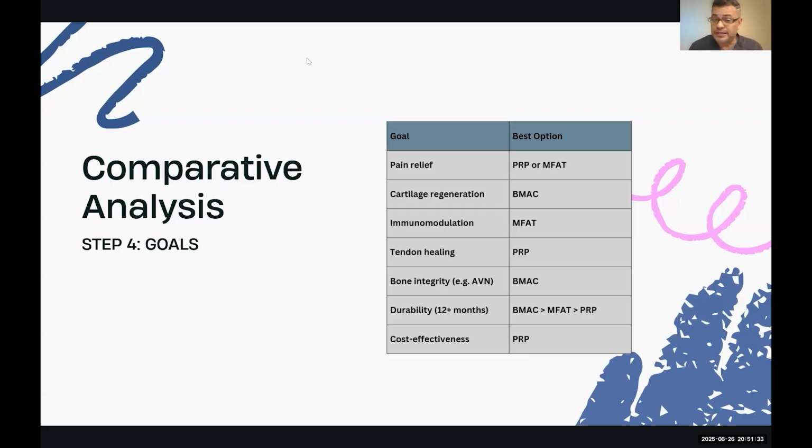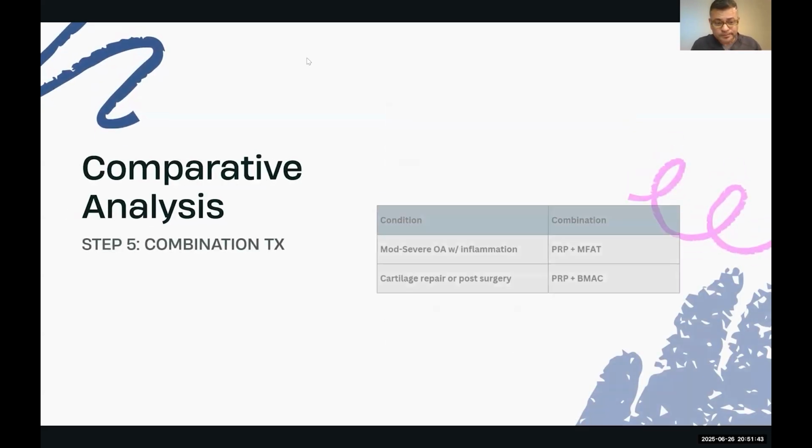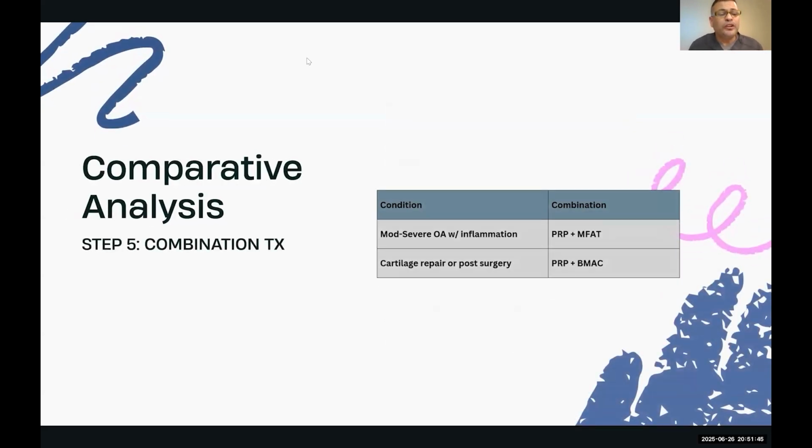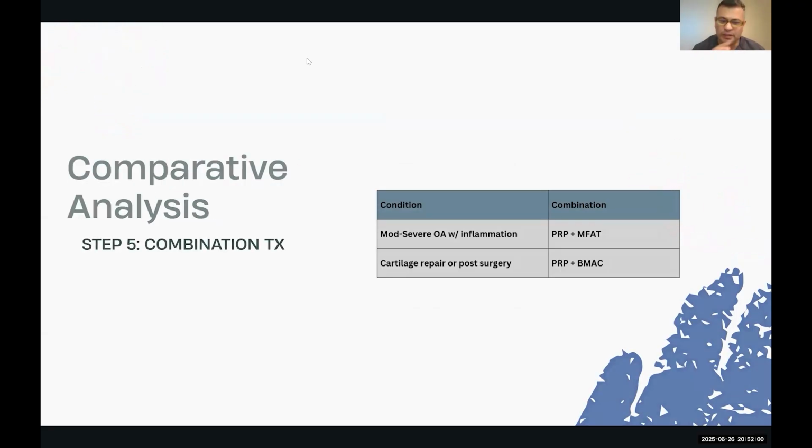Now, if the patient simply doesn't have the money for one of these treatments, then we also have to scale it back a little bit and not combine as much. So that's also something realistic that we have to consider. When we use combinations, in cases like moderate to severe osteoarthritis that also has a lot of inflammation, you can mix PRP and MFAT, or for post-surgical or cartilage repair, you can use PRP and BMAC. Easy. You can review those a little bit later on.